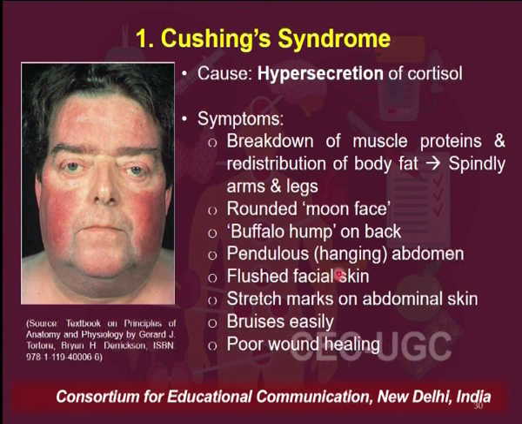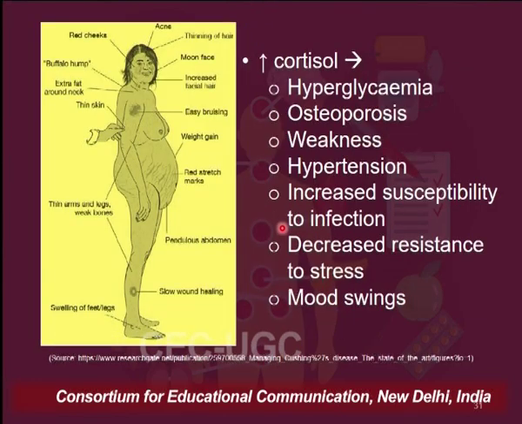The abdomen will become hanging and the skin will become flushed with blood. There will be a lot of stretch marks all over the abdomen, and these persons would get very easily bruised with poor wound healing, because if you could recall, I told you that cortisol slows down wound healing. Now, if there is more cortisol, you can think that wound healing will become very poor. Here is yet another schematic representation of a patient suffering from Cushing syndrome.